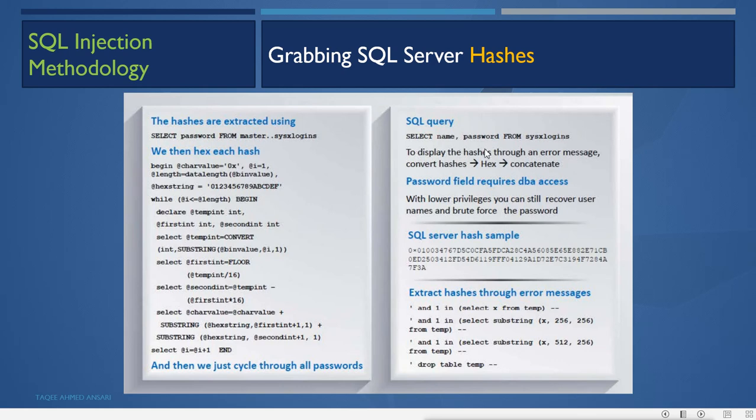To display the hashes through an error message, convert hashes to hexadecimal and concatenate. Concatenating password fields requires DBA access. With lower privileges, you can still request usernames and brute force the password. So if you are a user who does not have much privilege on the database, you can still get the names of the users, and then you can go for the brute force. And the SQL Server hash sample is like this. So extract the hash through error messages by running this query, and then try to do the brute force on it.